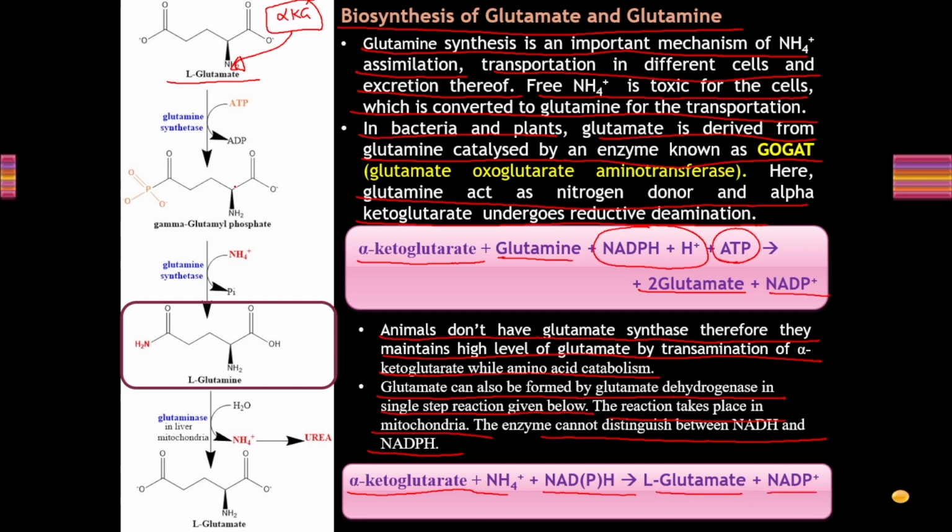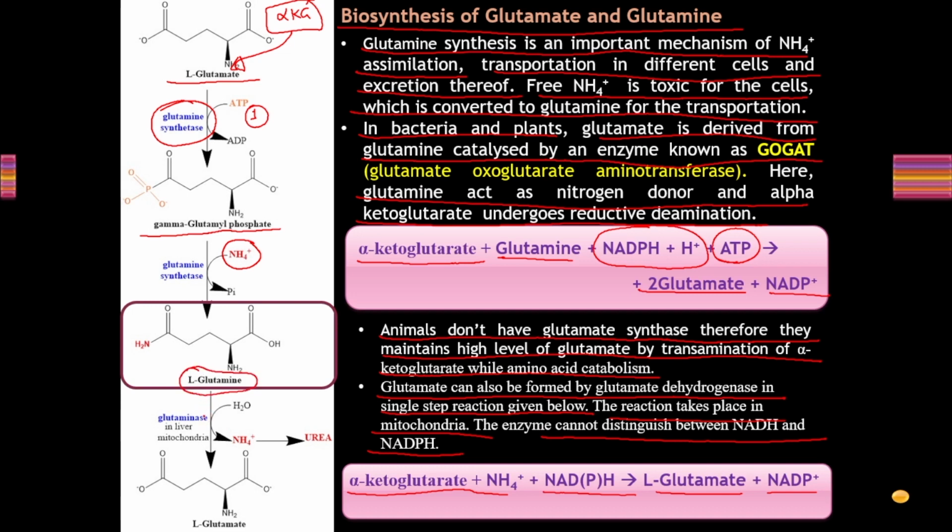So what you see here is that glutamate first consumes one molecule of ATP, and as a result it forms gamma glutamyl phosphate. The enzyme that catalyzes this reaction is called glutamine synthetase. Then glutamine synthetase catalyzes another round of reaction where it takes ammonia from the cell and assimilates that ammonia to synthesize L-glutamine.